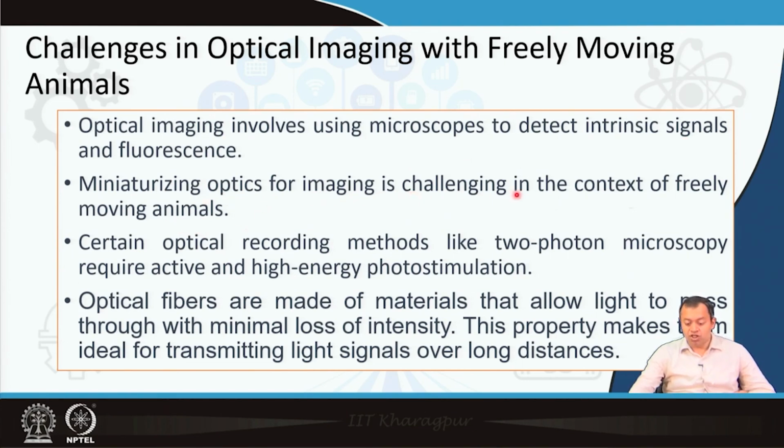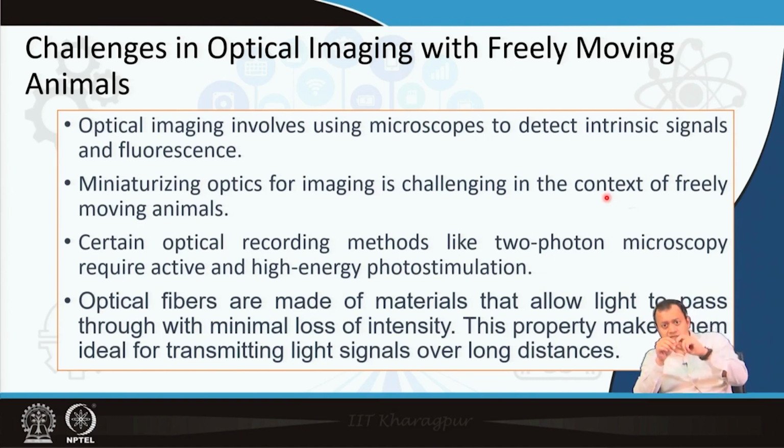Miniaturizing optics for imaging is challenging. You need to put not only an optical fiber, but some kind of microscopic system, so that you can see this is the neuron, light is falling on it and then the neuron is either expanding, closing, is there a movement, is there a physical change that is taking place? So, how do you measure?